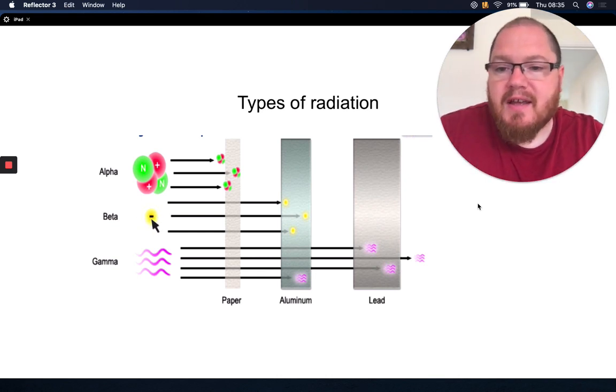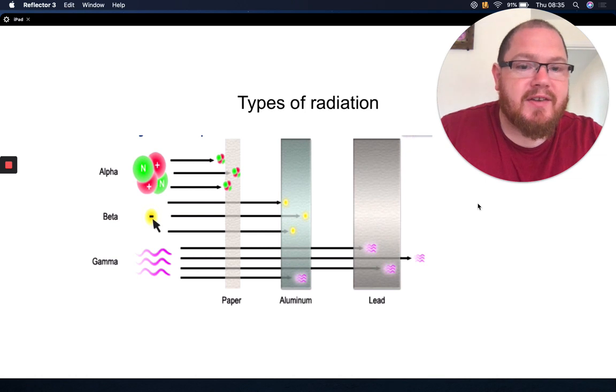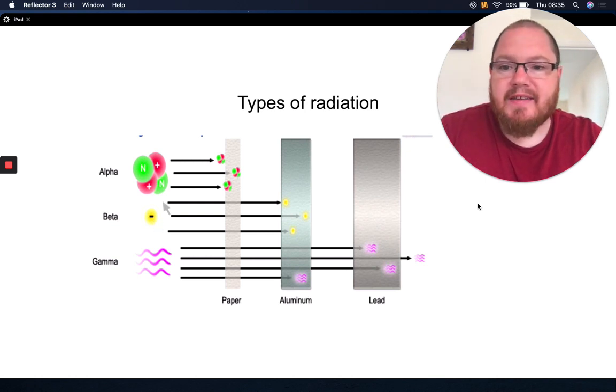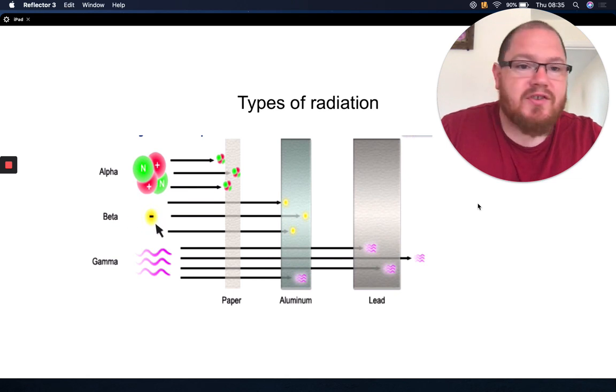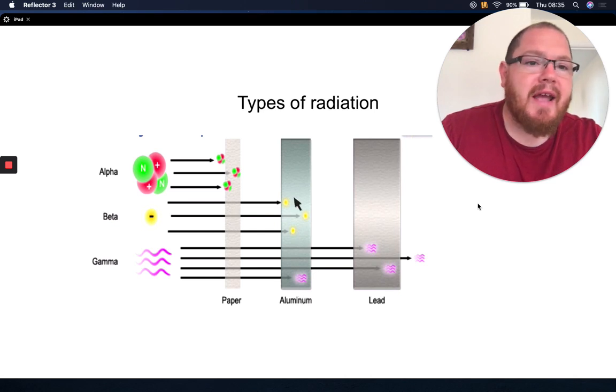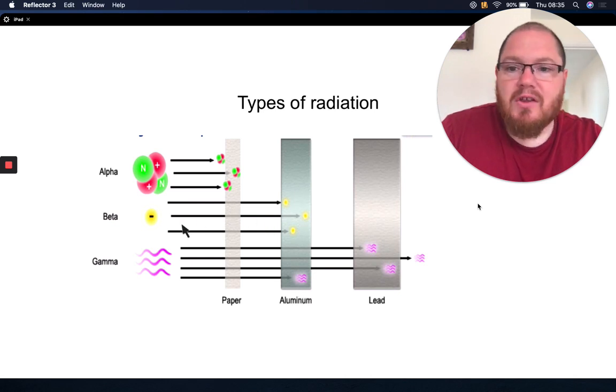Beta, if you can see that, is a minus charge there. It's a fast-moving electron. Electrons are negatively charged. So it's just a single particle. It can actually go through your skin and paper. And it's only blocked by aluminium. So it's got a medium penetrating power.